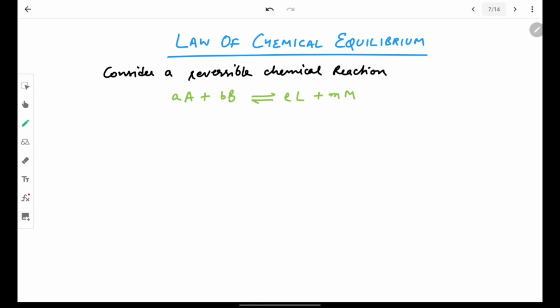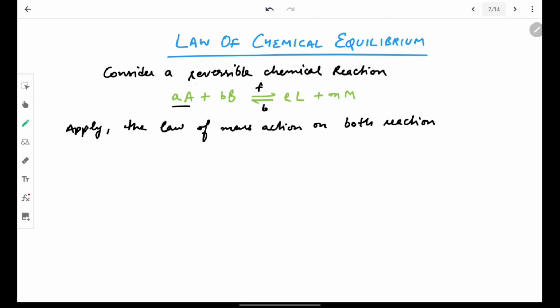Moving on to the next topic, that is the law of chemical equilibrium. Consider a reversible chemical reaction in which small a times A reacts with small b times B to give small l times L and small m times M. This is our forward reaction, and this is the backward reaction. We will apply the law of mass action on both reactions.